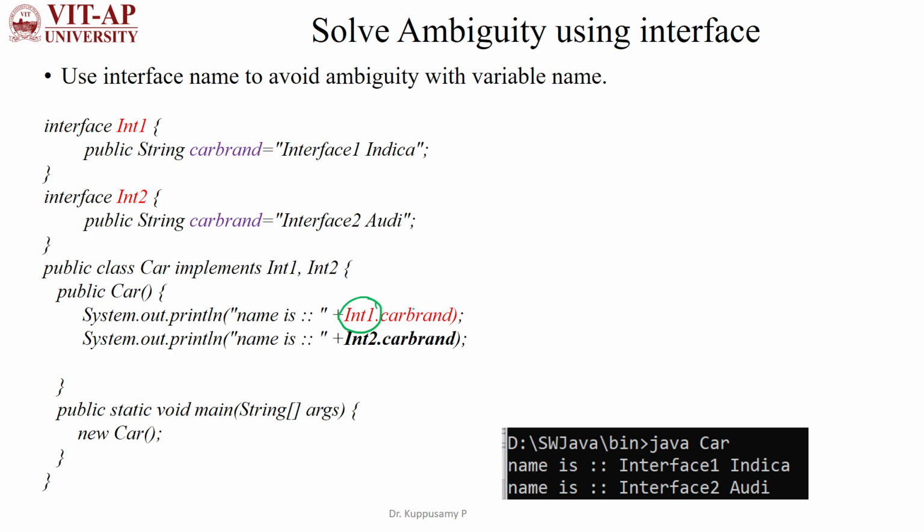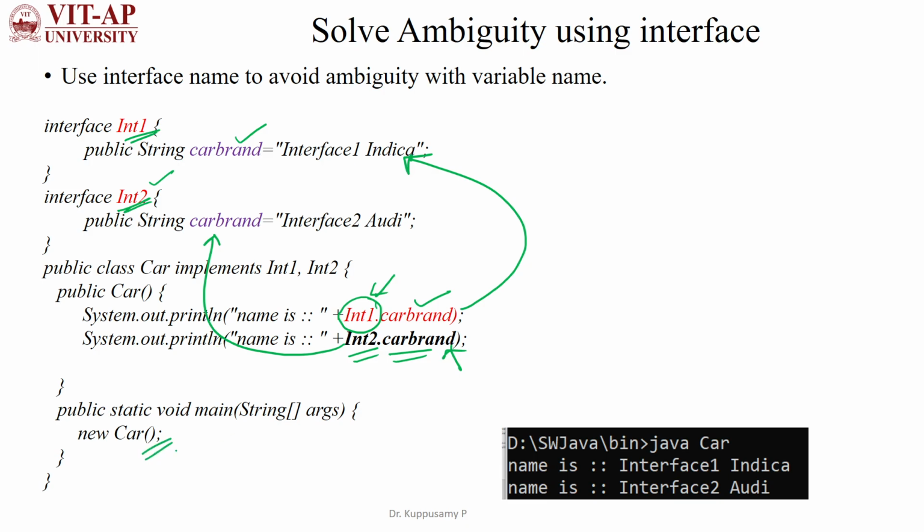In front of the variable you have to use the interface name. This belongs to the first interface, int1. Then here we are calling the variable which belongs to int2. So we can reference those variables by using the interface name, int1 and int2. It will access the value of the variable defined inside int1, and this one accesses the variable defined inside int2.